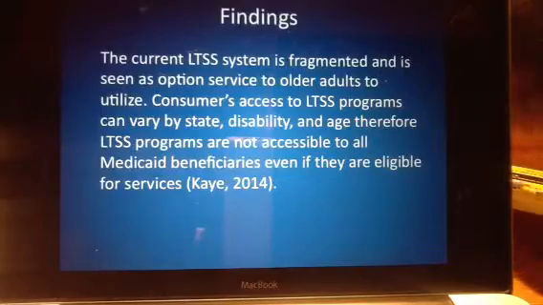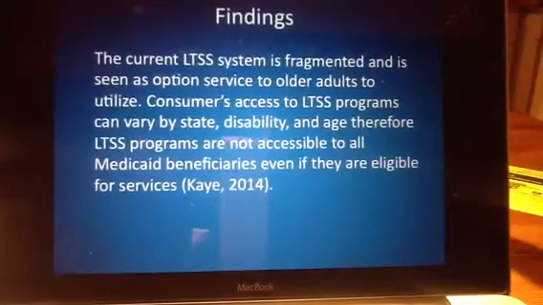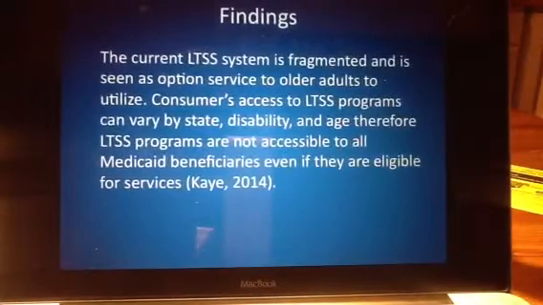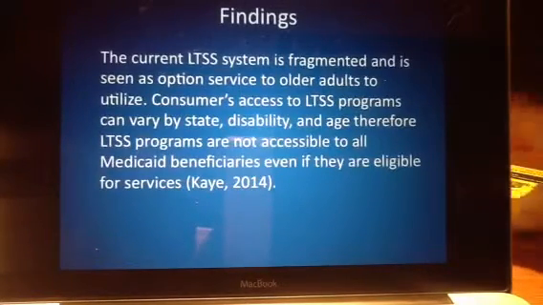The current LTSS system is fragmented and is seen as an optional service to older adults that can vary by state, disability, and age. Therefore, the LTSS programs are not accessible to all Medicaid beneficiaries, even if they are eligible for services.